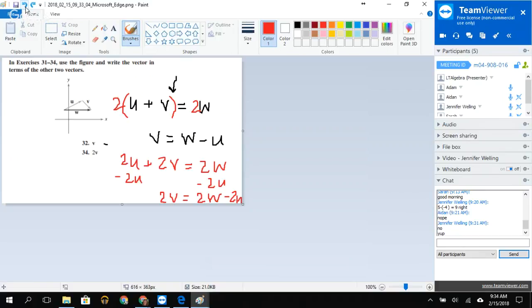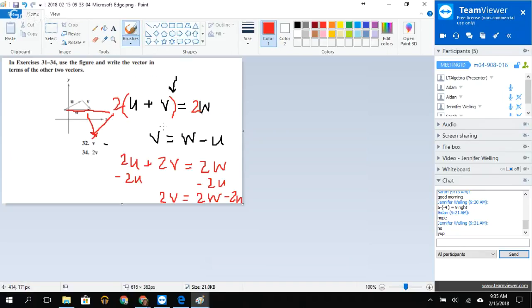So basically, if we have two u's, we have two w's, and then we subtract 2 u's. So right now, positive u is going in that direction, right? Then we're going to end up with 2 v's. We're going to end up down here. So subtract 2u is going to look like this. And then we're going to end up with, I can't draw it on here, 2 v's in that direction.